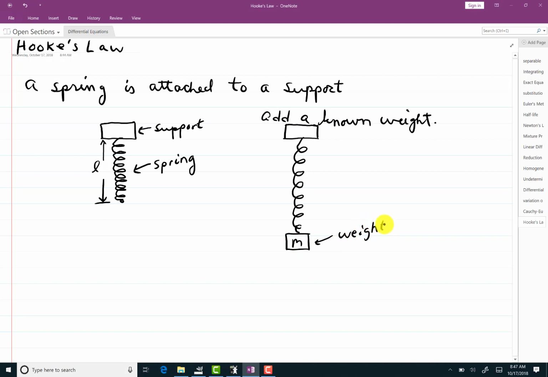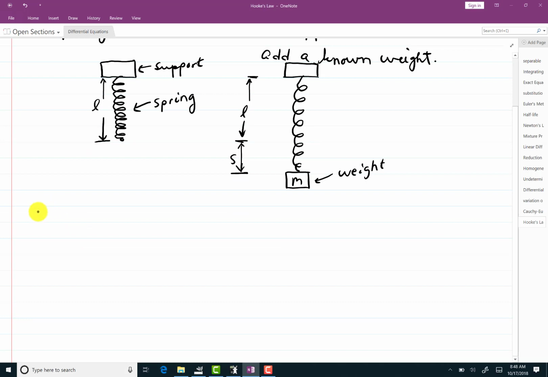It stretches the spring out. And recall its normal length only went from here to here. And then I've got stretch. The amount that it goes beyond its normal length is referred to by the letter S. So S is the stretch, or the length of stretch.